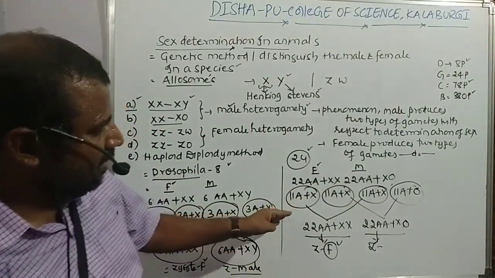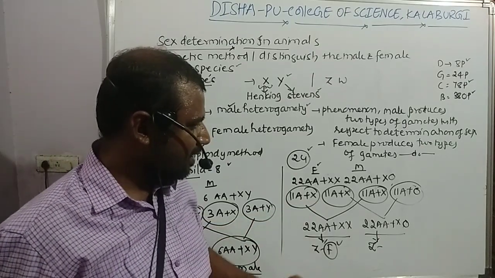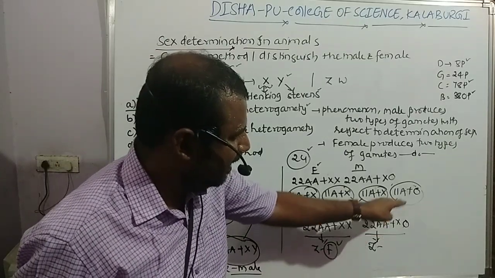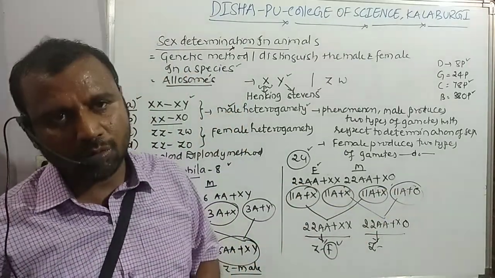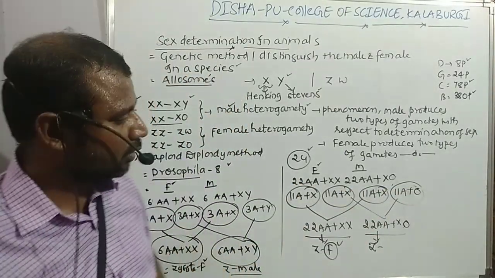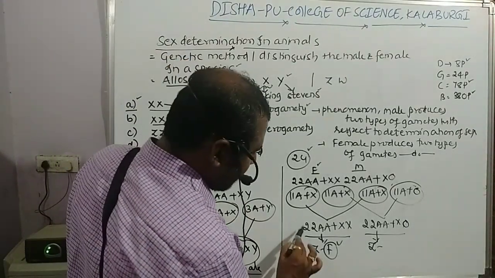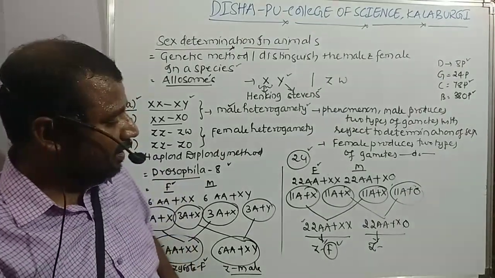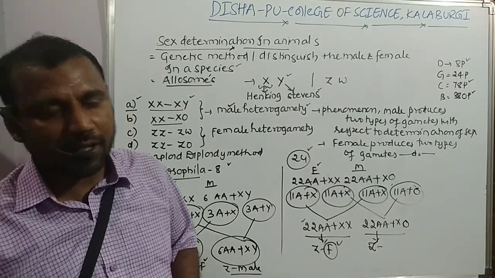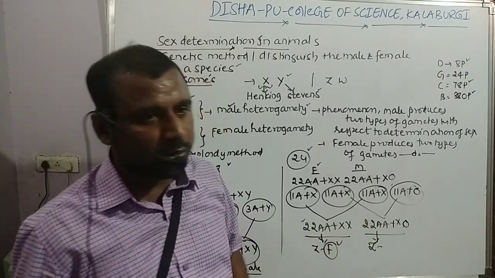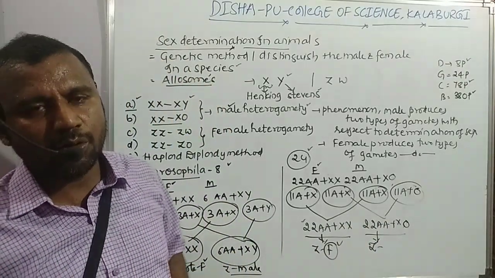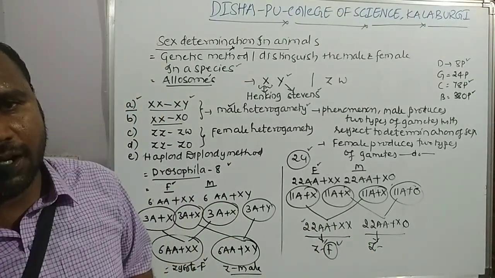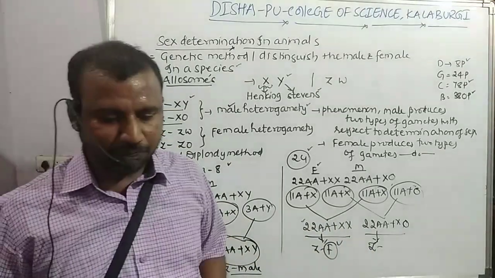Then you see the gametes: 11 autosomes plus X, 11 autosomes plus X, 11 autosomes plus X, 11 autosomes plus O. O indicates the deletion of the chromosome. So when fertilization occurs, 22 autosomes plus XX zygote develops into the female, and 22 autosomes plus XO zygote develops into the male. So that indicates again the male heterogametic condition.